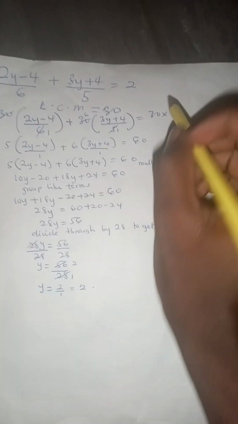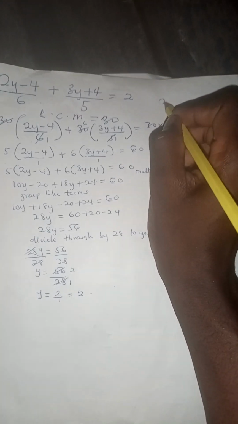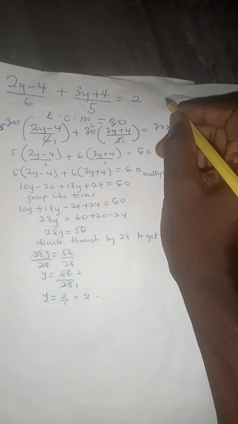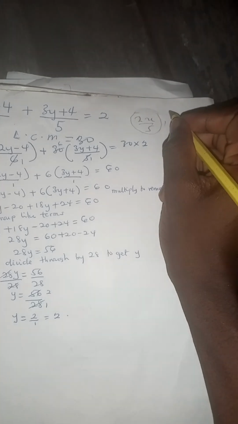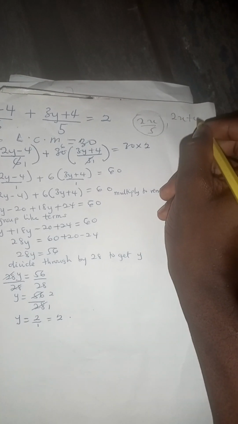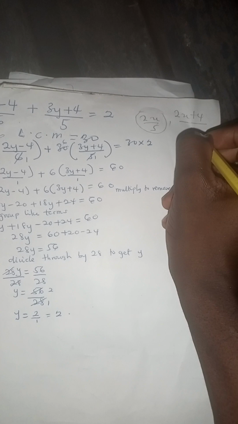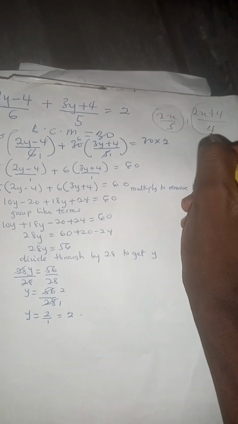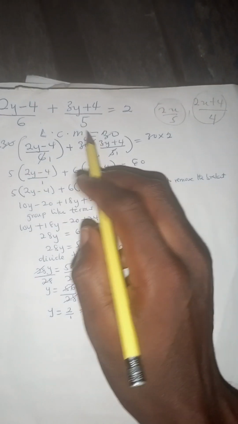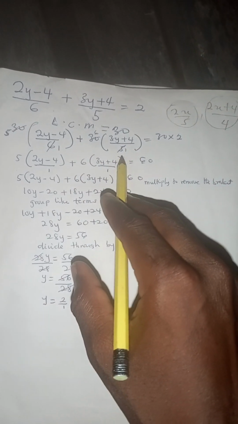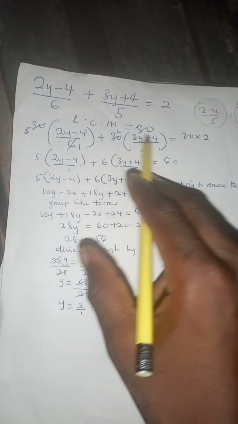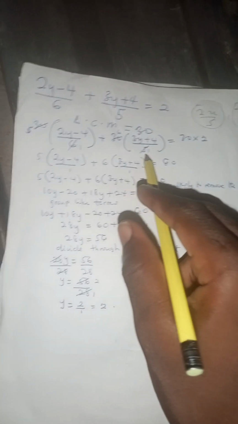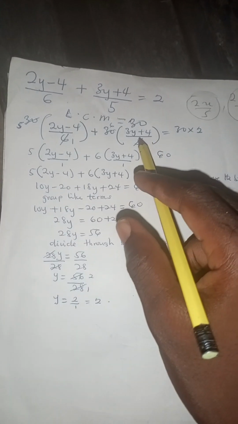So you can have something like 2x over 5. This is one term. And when you have (2x plus 4) all over a certain 4, there is also one term. And so you take note of that. So when you have (3y plus 4) all over 5, it is one term, because there are two separate terms on one denominator, so it becomes one term.